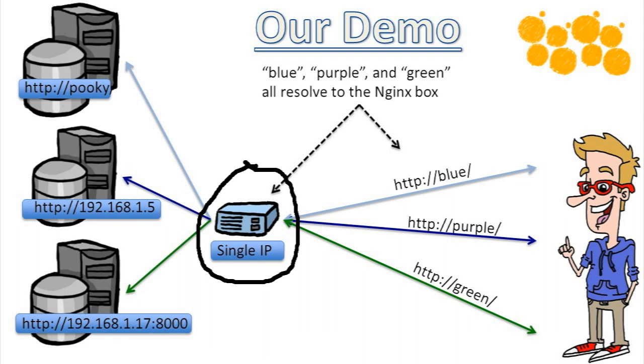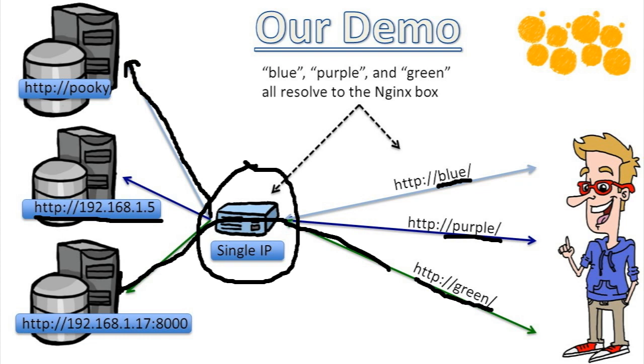But because we were asking for blue, it said, oh, I have a reverse proxy configured for that, so I'm going to reach out to Pookie, and that's the information I'm going to send you. Same thing with purple. It reached out and gave us this website. And even with green, even though it was on a different port number on this side, over here, it's all still on port 80. And it says, you want this on port 8000, I'll get that, and then I'll return this to you.